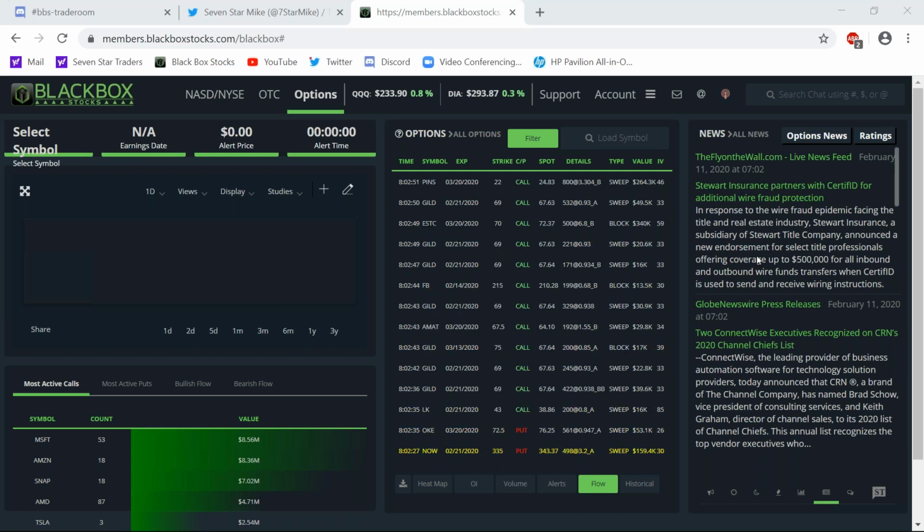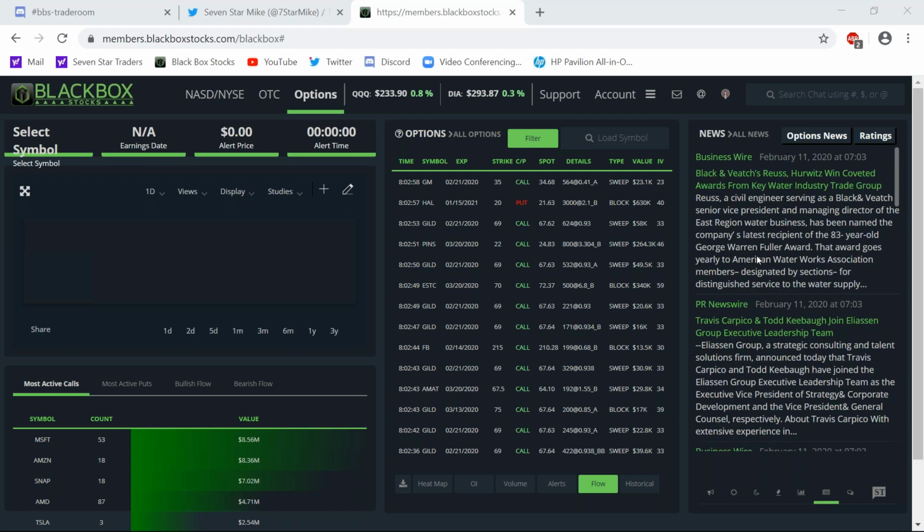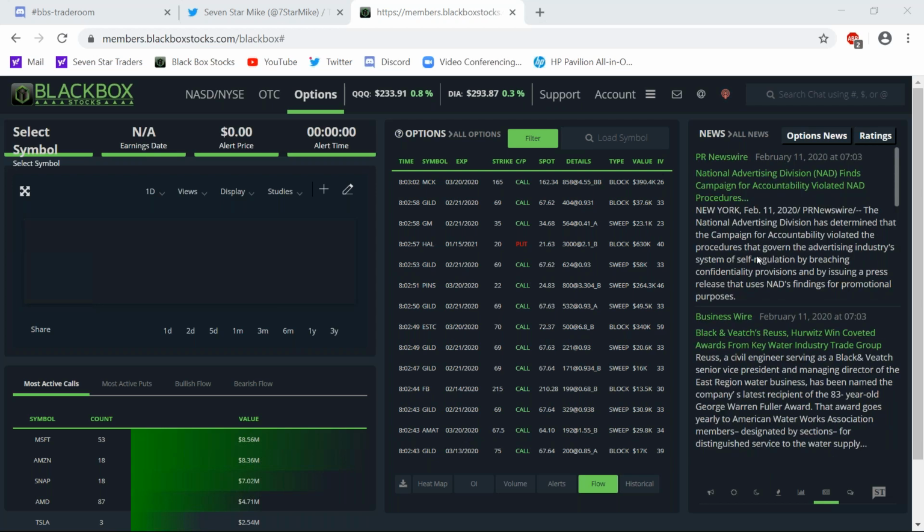What you see on the screen right now is real-time options flow. These are actual trades that are being placed right now on exchanges by actual traders. A lot of people send me messages every day pretty much saying, hey, today I didn't see any flow in this particular ticker, or there was no action going on for this. What's going on? Why is the scanner not picking it up?